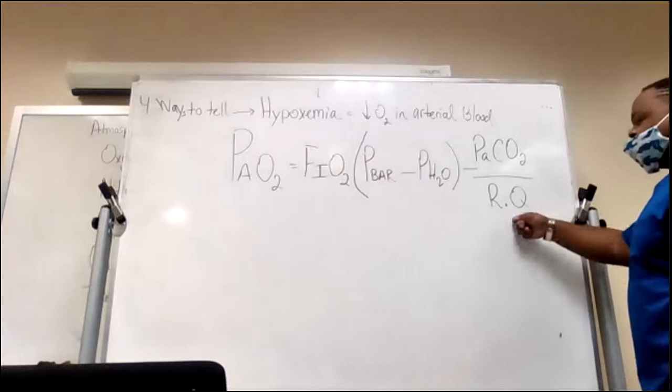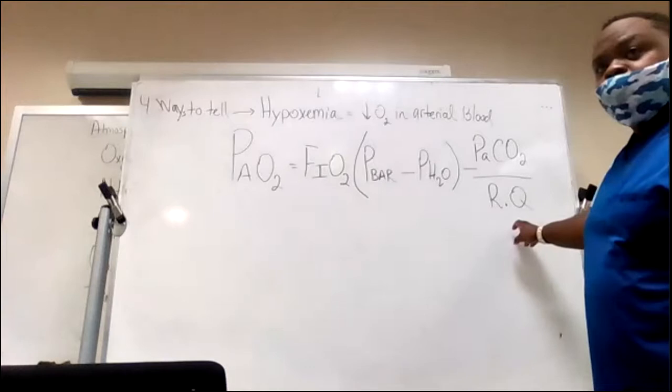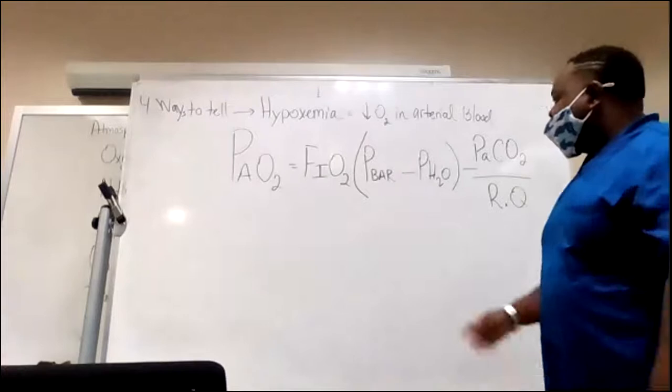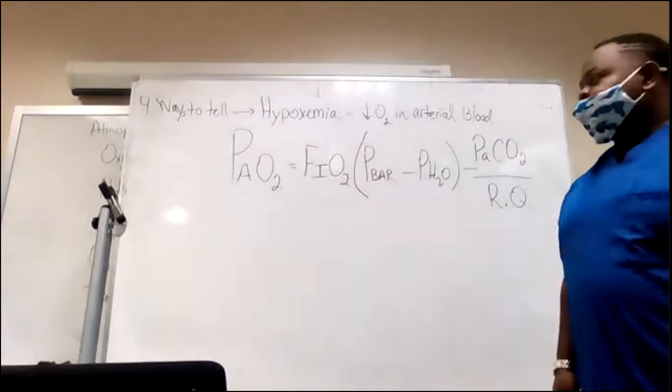Right? That's the RQ. We said the normal RQ was what? What's the normal value for RQ? 0.8. You know that? If I just tell you to figure this out, you know that's 0.8. You've got to also find out the CO2 levels. We're going to do all of that. Water pressure, P bar, and FiO2, and then you've got it. Okay? So I'm going to give you an ABG, and I want you to work out the problem for me.